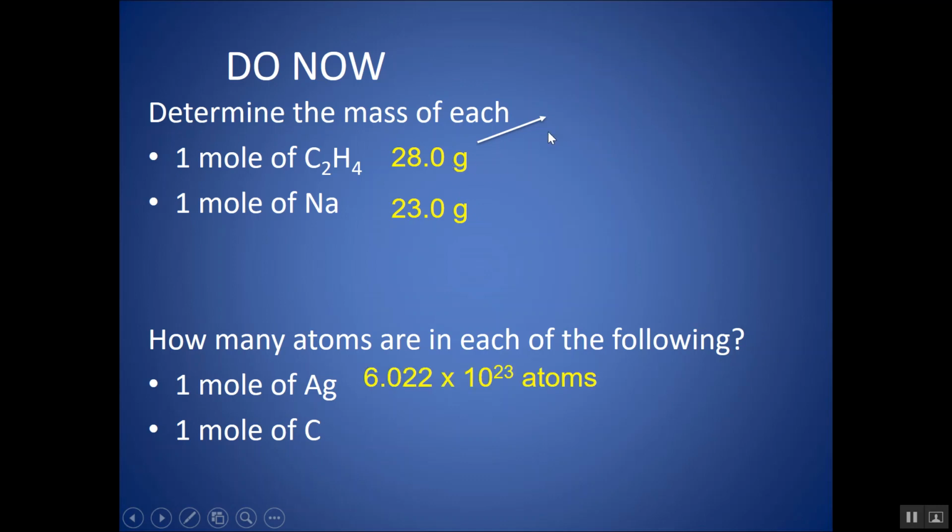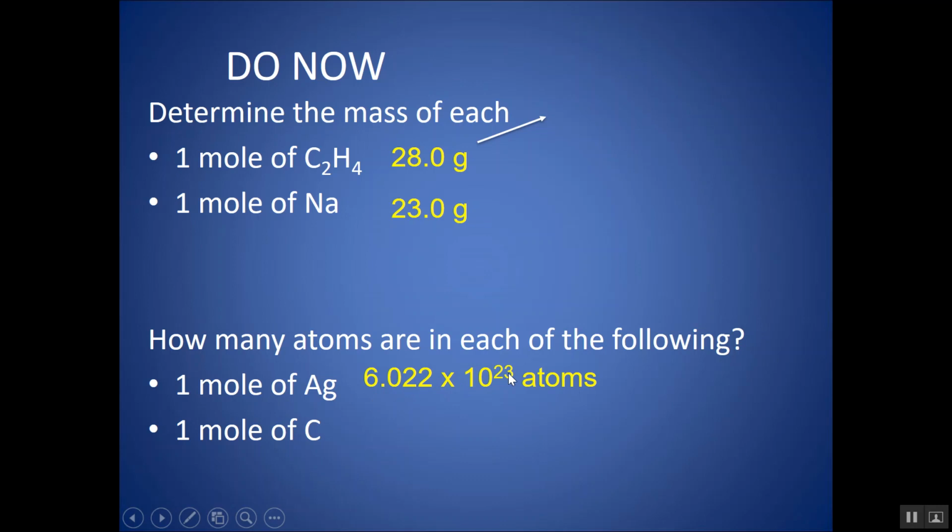Now, just a question. We'll go down here and then I'll ask a question. How many atoms are in each of the following? 1 mole of silver would have 6.022 times 10 to the 23rd atoms. So notice these are 2 different questions and they represent those 2 concepts about the mole that you need to know. The mass of a mole is just the molar mass in grams. And the number of atoms contained in a mole is 6.022 times 10 to the 23rd.